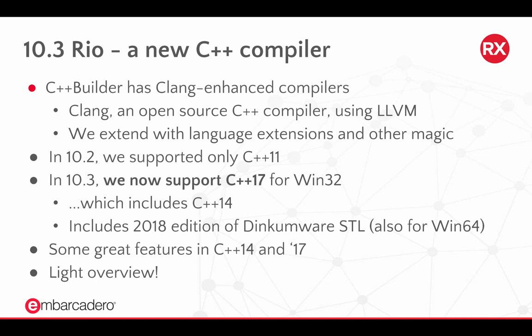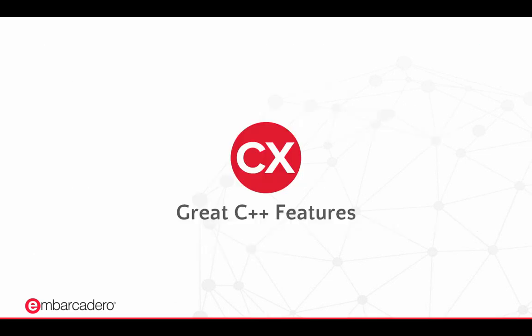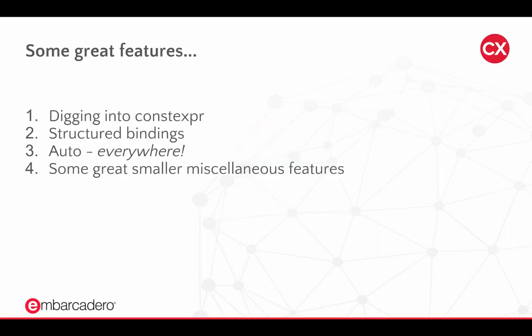So today is just going to be a light overview of a few of my favorite recent changes to C++. C++14 and 17 have introduced a lot of new features. This is just a light overview of a few things that I think are really cool and worth looking at. We will dig into constexpr, which is really useful and something you may have heard of before. We're also going to look at structured bindings, the expansion of auto, and a hodgepodge of smaller miscellaneous features.